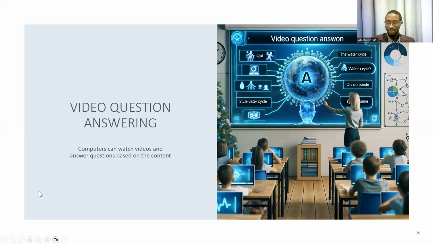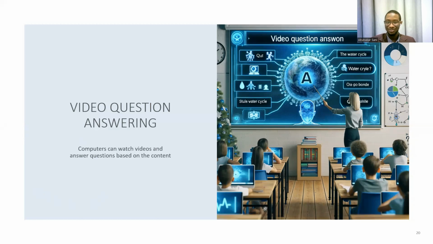Video question and answering. As I said, you can provide the video or the video URL, and then you can ask the AI questions based on the video, and the AI will be able to answer the questions for you. As if you have a friend watch the video on your behalf, and then you ask the friend questions.